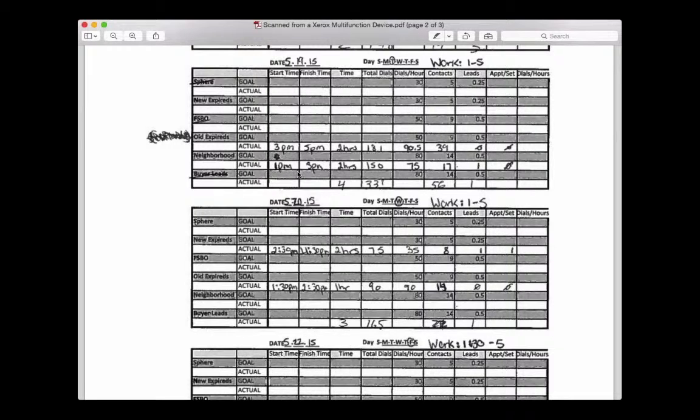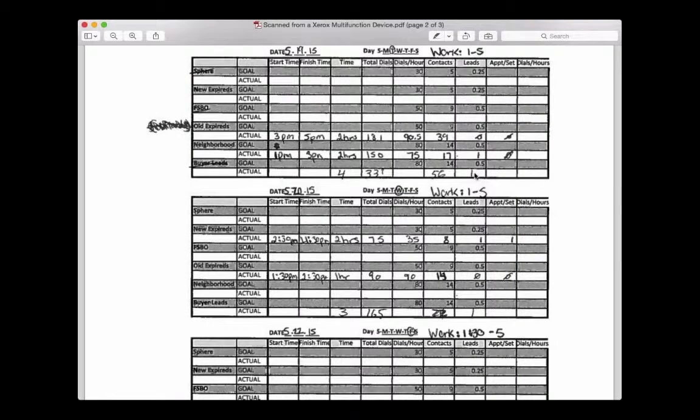So you can see here she started at 1 and finished at 3. Between 1 and 3 she was calling neighborhoods, and between 3 and 5 she was calling old expireds. She called for 2 hours. She made 150 dials, 75 dials per hour, 17 contacts, and 1 lead from that. A lead defined in this example is just somebody who says, yeah, I might be interested in the future, can I follow up? So it wasn't something that converted to an appointment.